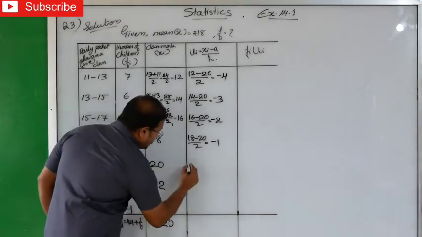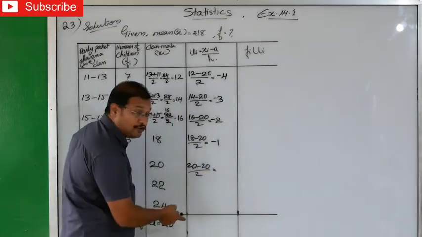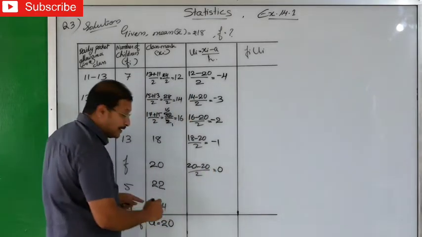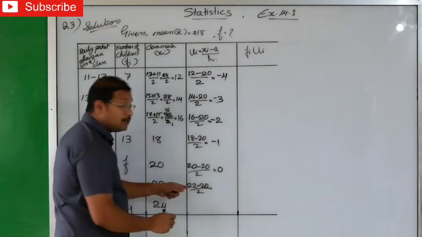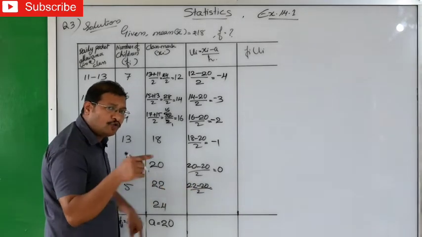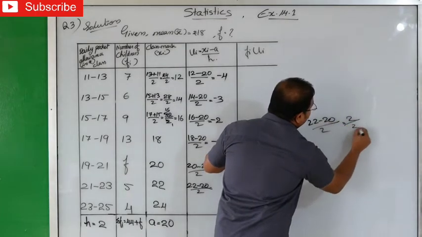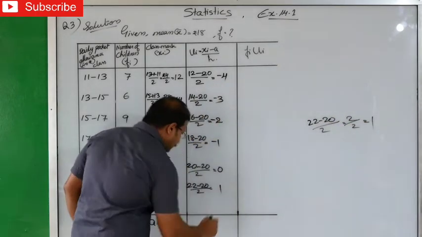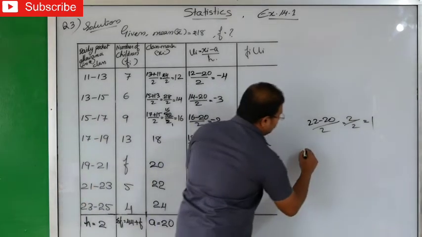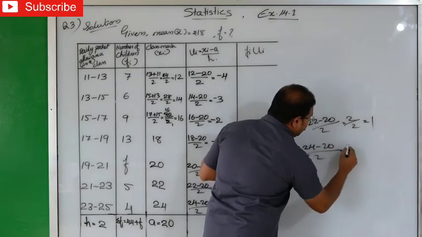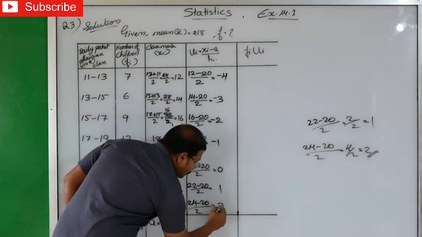Xi 20. That means 20 minus 20 by 2. 20 minus 20, 0. 0 by 2, 0. Ready? Next one. 22 minus 20 by 2 equals 2 by 2, which is 1. Ready? So we'll get here 1. Next one. 24 minus 20 by 2 equals 4 by 2 equals 2. 2 twos are 4. So we got it 2.